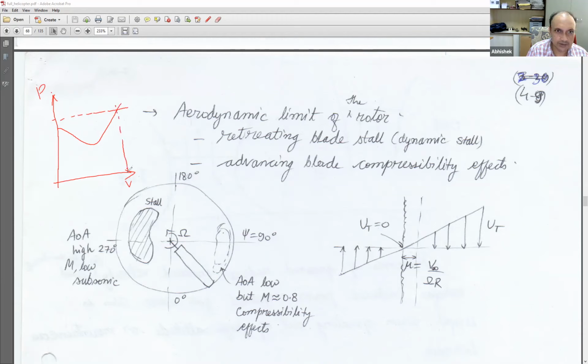The question is, what are the parameters which are going to determine my maximum possible speed? Here I'm saying it's actually a function of power available. But I can always choose a slightly better, more efficient, more powerful engine, and push the power level to a higher value. Can I still fly faster? The answer is what?